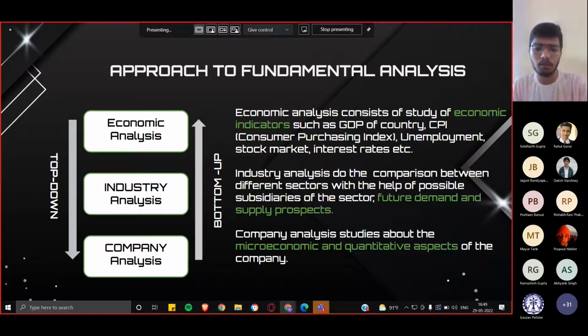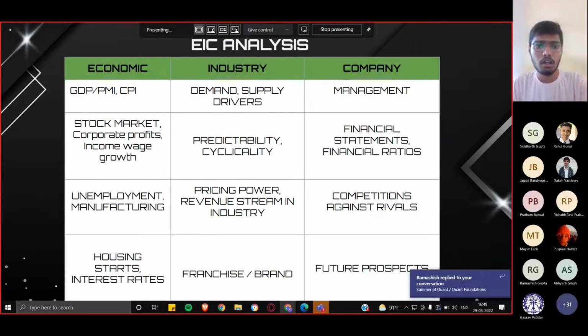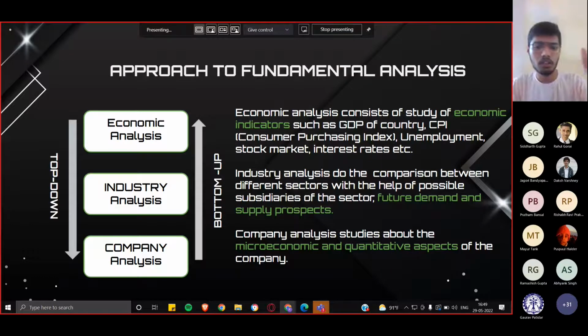Then we talk about company analysis. Then what are the indicators that we use in this economic, industry and company analysis? One more point: we talked about economy, then industry, then company. At the same time, we can also first do the company analysis, then the industry analysis and the economic analysis. The prior one is called the top-down approach, and the latter one is called the bottom-up approach.